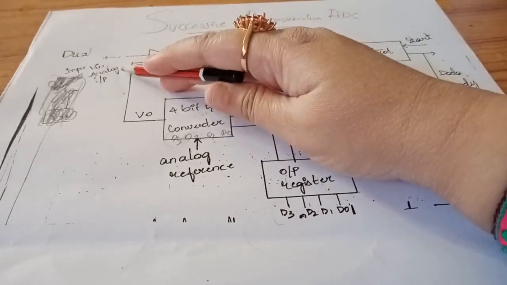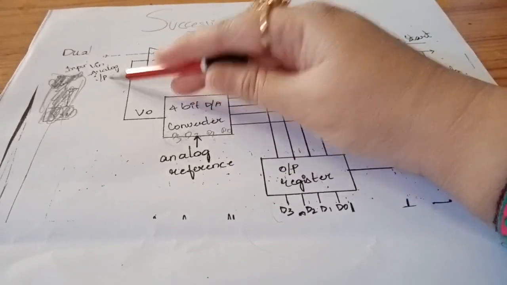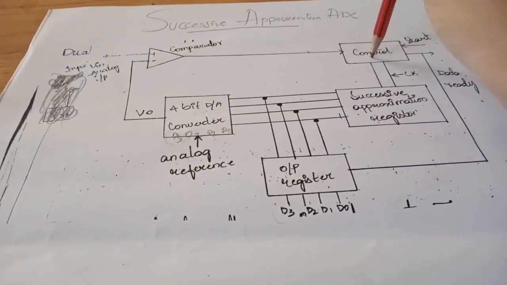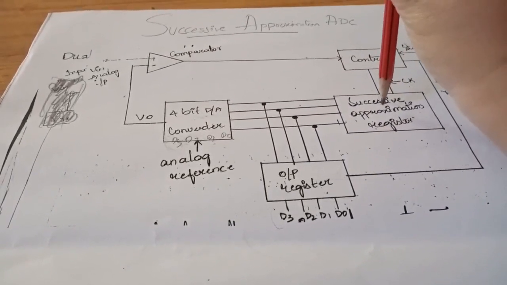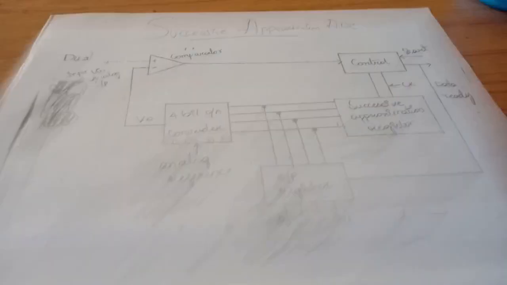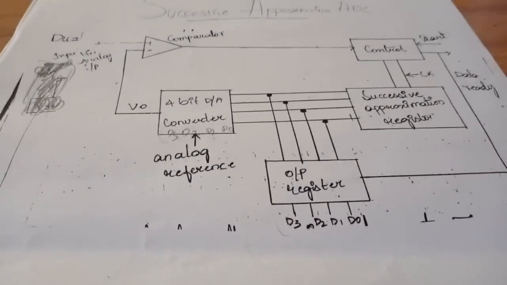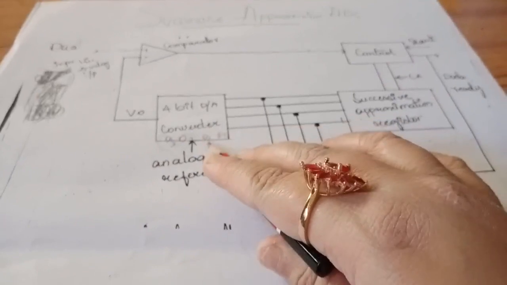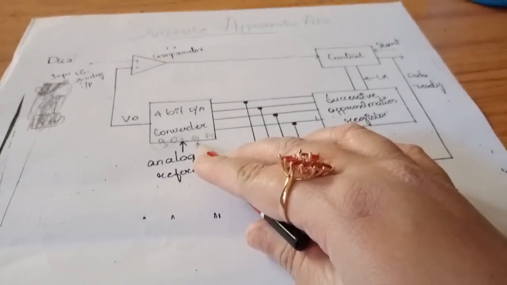Again D2 will be compared with the analog input. Then again the analog input is more than D2. So what will happen after comparing? It will pass the signal to the control logic. Again the control logic will pass it to the successive approximation register. In the successive approximation register, D2 will be turned off and again it will test for D1.